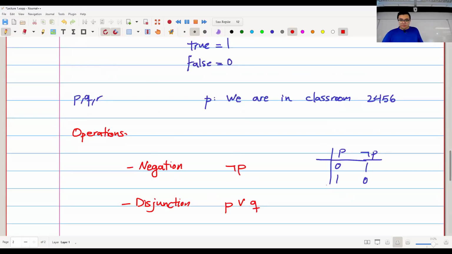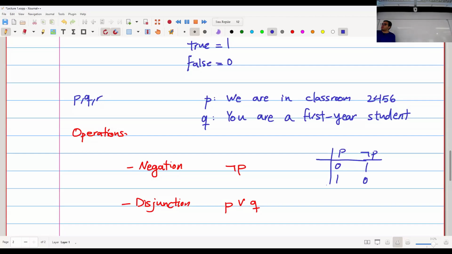So for example, let's say Q is the statement that you are a first-year student. So now P or Q would be the whole statement that we are in this classroom, and sorry, not and, or you are a first-year student. So P or Q would say that we are in classroom 2456, or you are a first-year student. It's not exclusive. It doesn't mean that both of them cannot happen at the same time.